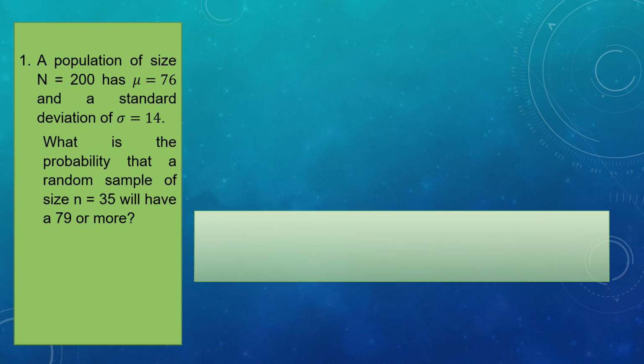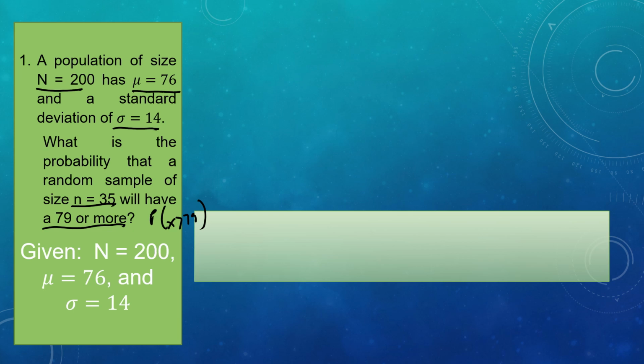As you can see, the given are N equals 200, mu equals 76, sigma equals 14, n equals 35, and here we are looking for P of x bar greater than 79. Therefore, x bar is 79. So, let's rewrite: n is equal to 35 and x bar is equal to 79.